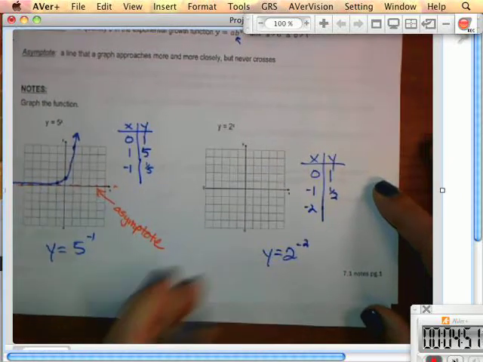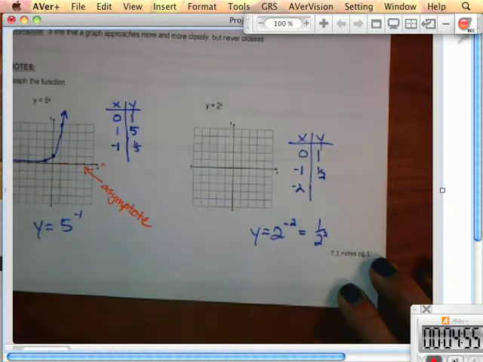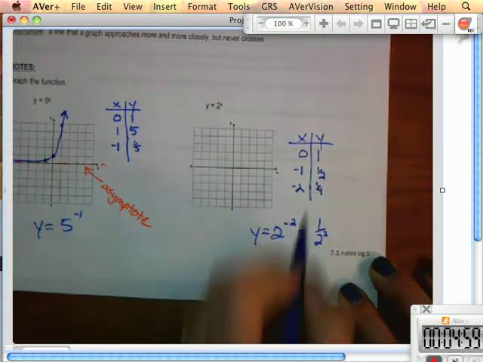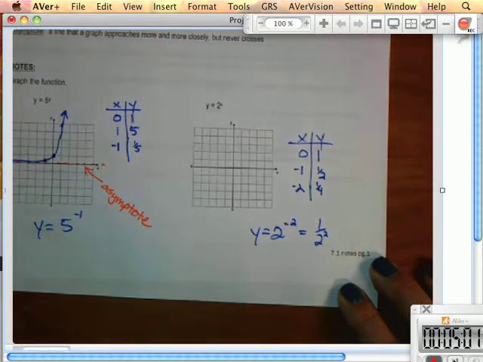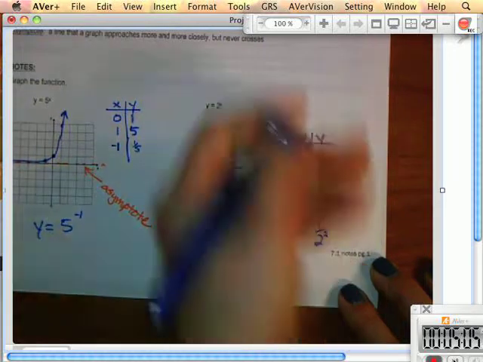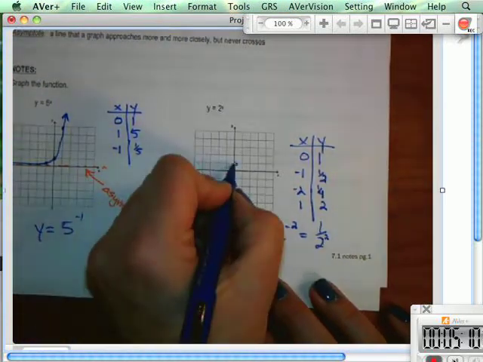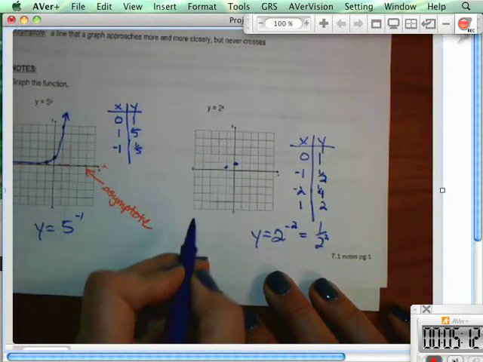Yeah, you do. What does that equal? 1/4. Okay, and then you could do 1. What would 1 be? 2. So let's just see what these look like when we plot them. Okay, 0, 1, negative 1, 1/2, negative 2, 1/4.